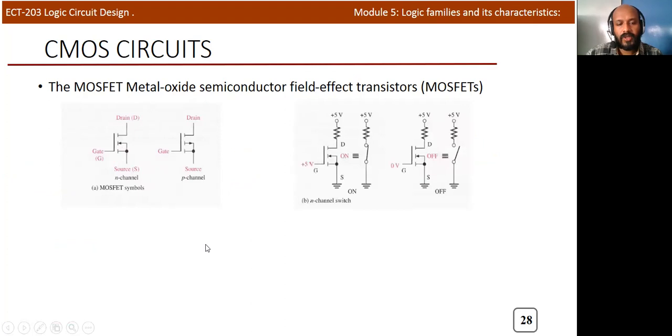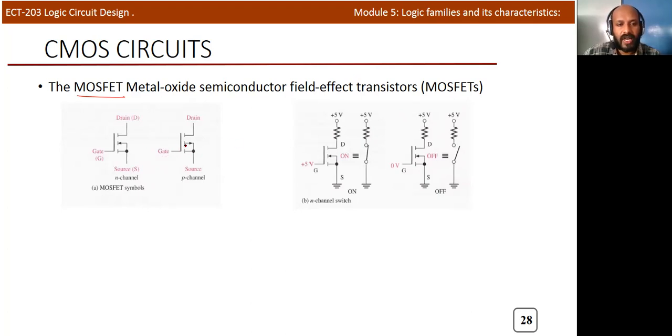Now we need to know this when you discuss the CMOS logic family. It's actually the CMOS logic family, but now we are discussing MOS transistors: metal oxide semiconductor field effect transistors. There will be two types: N channel and P channel. Now we need to know the switching operation of the N channel and P channel MOSFET. We don't require the detailed working at this particular moment.